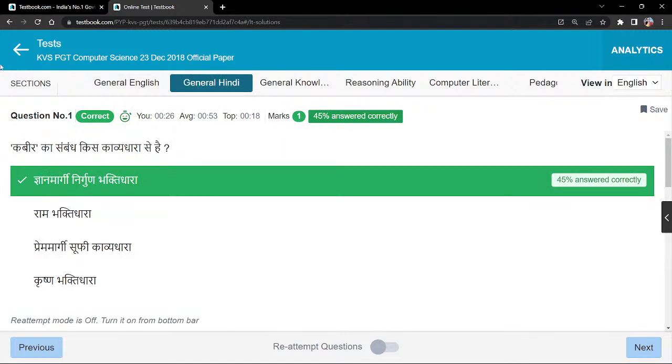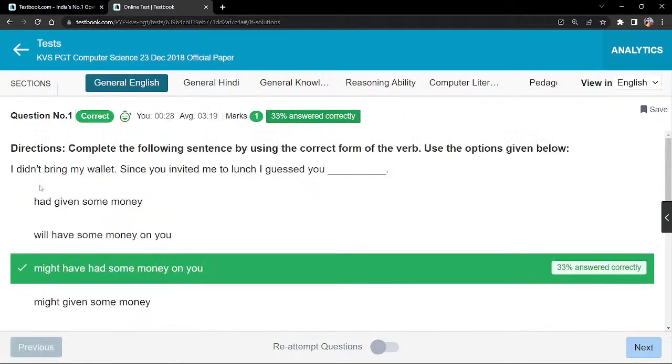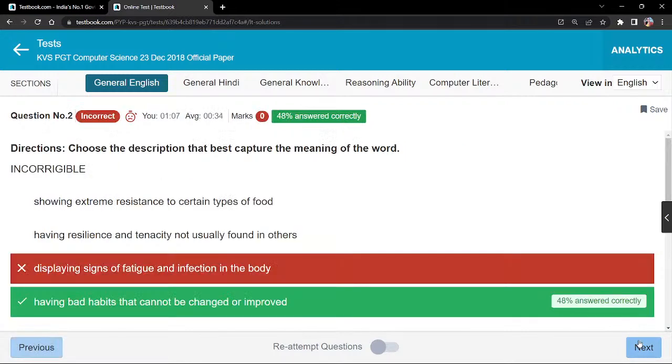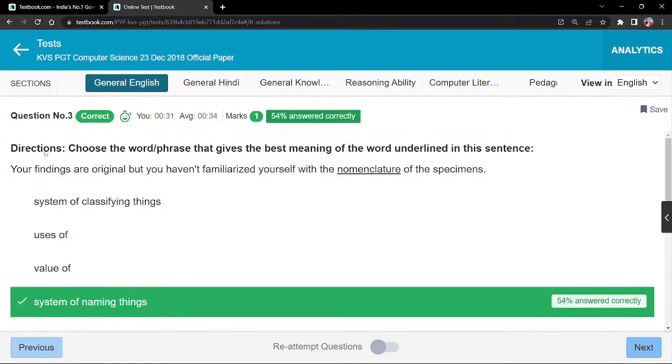I did not bring my wallet since you invited me to lunch. I guess you might have had some money on you. Incorrigible means having a bad habit that cannot be changed. Your findings are original, but you have not familiarized yourself.